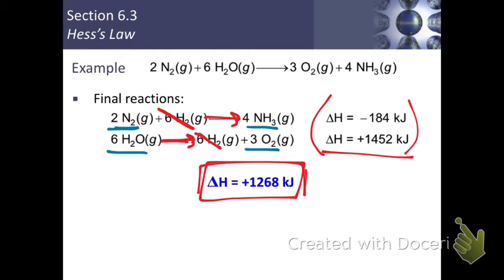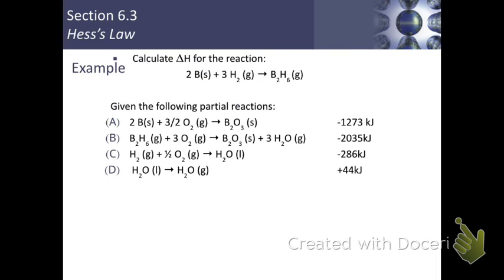Whatever happens to the mini reaction has to happen to the delta H, too. That's the important part. All right, here we go. There's the reaction that we're aiming for. Here's the four mini reactions we've got to deal with. So we need to start identifying if we need to reverse any, and what has to happen with those. So let's look at what things we need on what side first. We need boron, and it's on the left, right? We need H2. Where's it at?